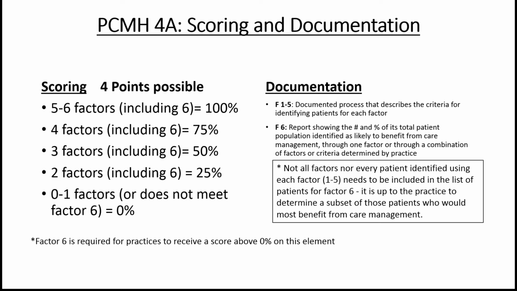So as you can see there, it says through either one factor or through a combination of factors that's determined by the practice. So in the box there, I've included a note, not all factors or every single patient identified using factors 1 through 5 needs to be included in the list for factor 6. So this can be any combination of those factors.